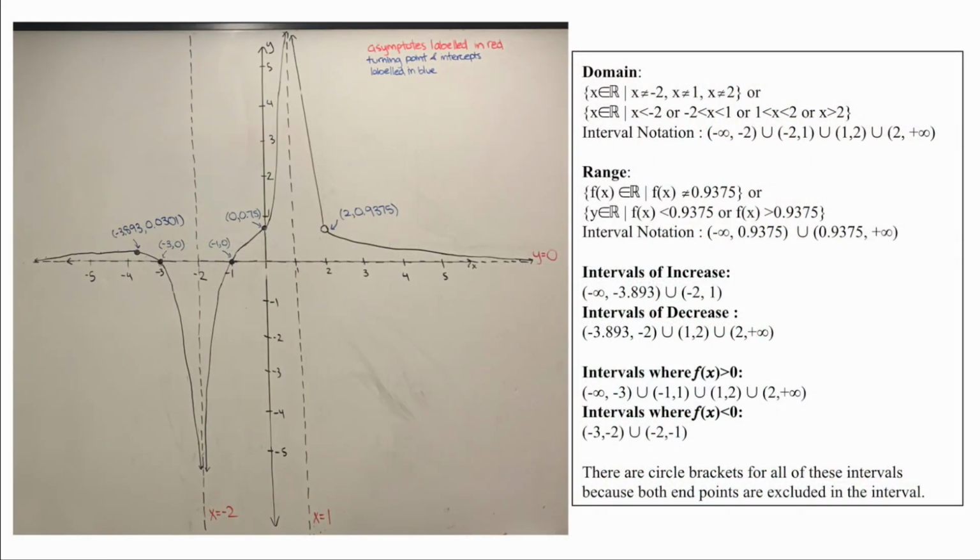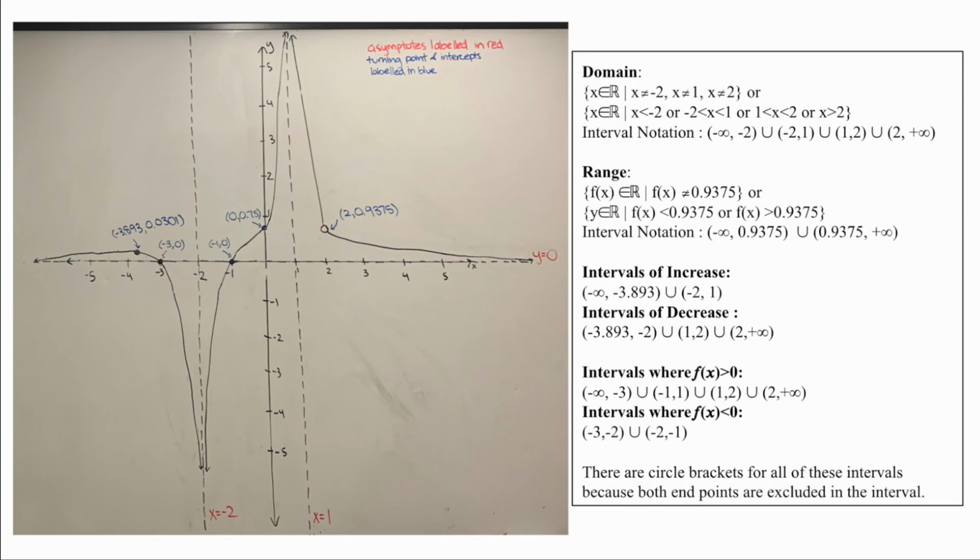Looking at the graph with all key points and asymptotes labeled, we can see that due to the two vertical asymptotes and one hole, the domain of the function is x is an element of all real numbers but cannot equal negative 2, 1, or 2. Because the function crosses the horizontal asymptote, the range is not affected by that. However, because of the hole, y is an element of all real numbers but cannot equal 0.9375.